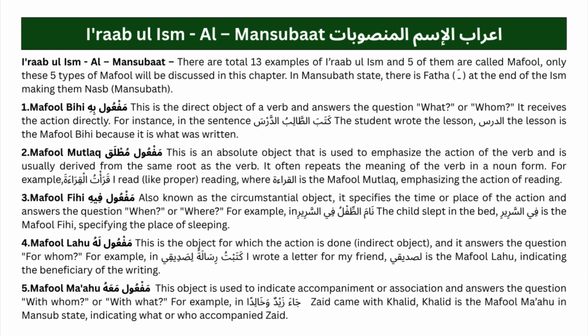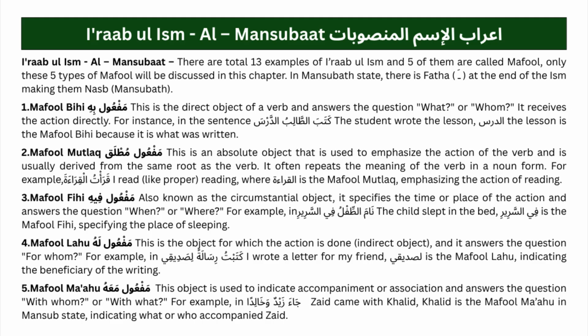The fourth type is maf'ul lahu, pronounced maf'ulun lahu. This is the object for which the action is done. In English, we might think of it as expressing the purpose or beneficiary, and the page explains it by saying it answers the question, for what purpose or reason. The example given is katabtu risalatan li sadiki. I wrote a letter for my friend. Here li sadiki shows the beneficiary of the action, so it is functioning as maf'ul lahu. It tells us for whose sake or for whose benefit the action took place.